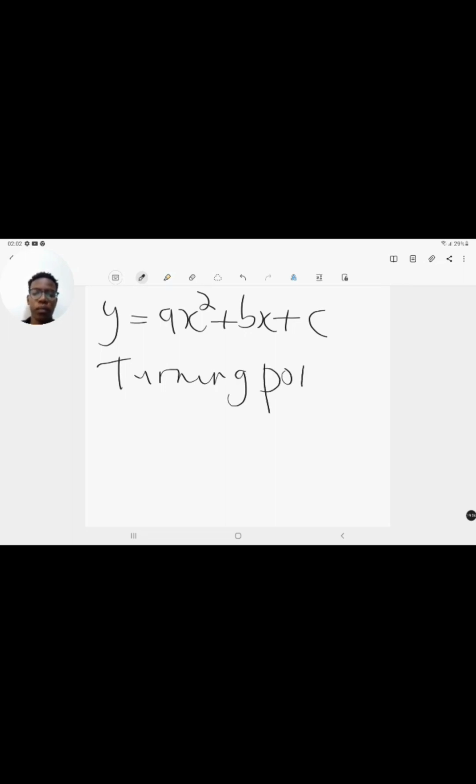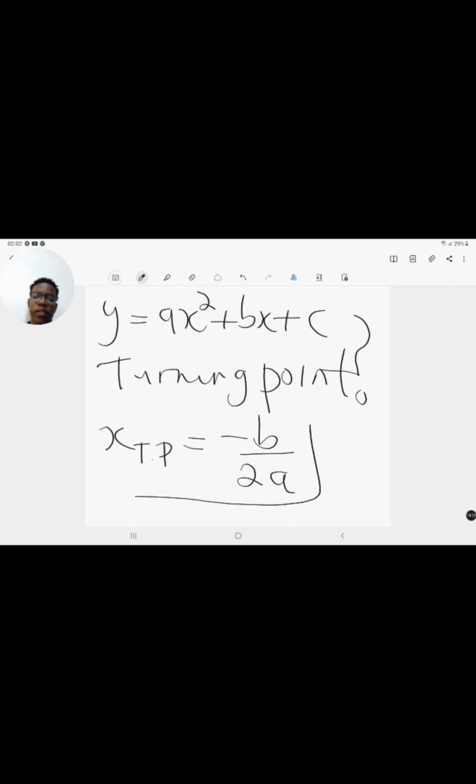The turning point of this standard form, y is equal to ax squared plus bx plus c. How do you calculate the turning point? Well, it turns out that the x value of the turning point can be calculated from minus b over 2a. This is the formula for the x value of the turning point.